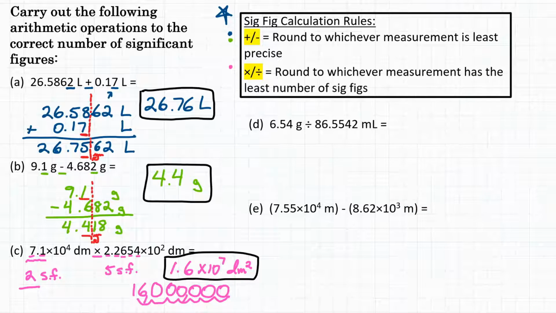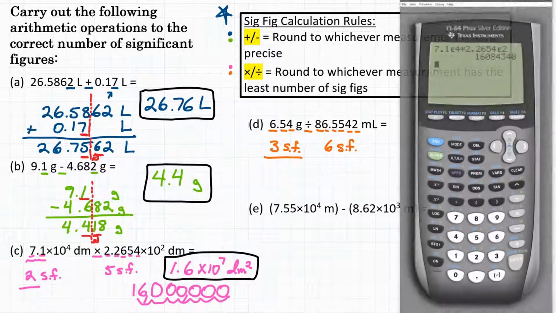All right, let's look at D. We have 6.54 grams divided by, we're doing the division multiplication rule, 86.5542 milliliters. So using division rules, we are looking at significant figures. For our first measurement, we have 6.54. So that is going to be 3 sig figs. And then for 86.5542, those are all significant. They are all non-zeros. So automatically significant. So 6 sig figs for our second measurement. So that means our answer must only have 3 sig figs.